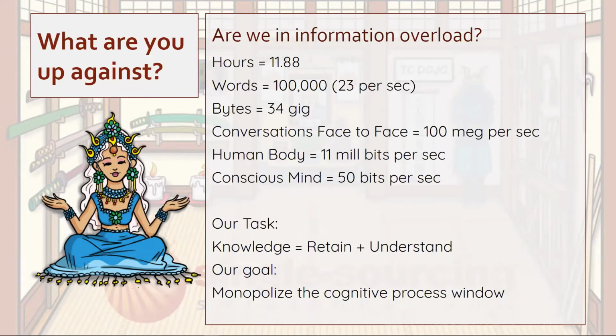So that's significantly smaller than all of the other information, but that's the conscious mind that's actively retaining and understanding and super engaged. That's our task, is to tap into that in order to impart knowledge. That's where we're hitting, right? We want to monopolize that cognitive process window.